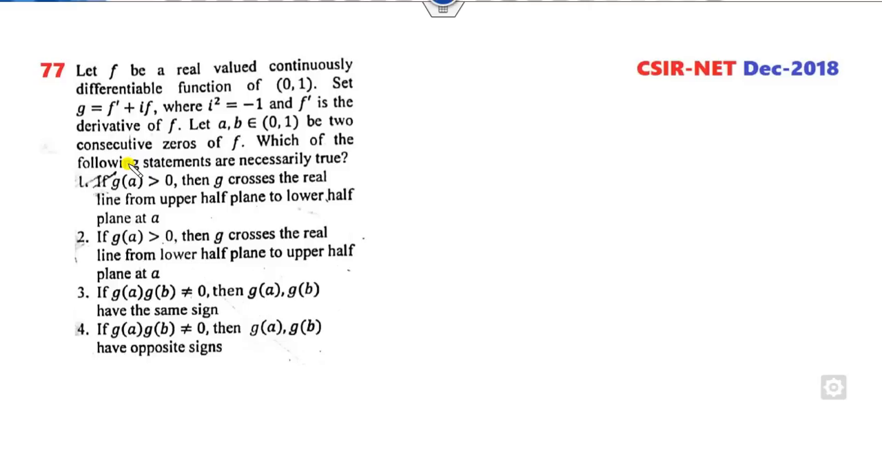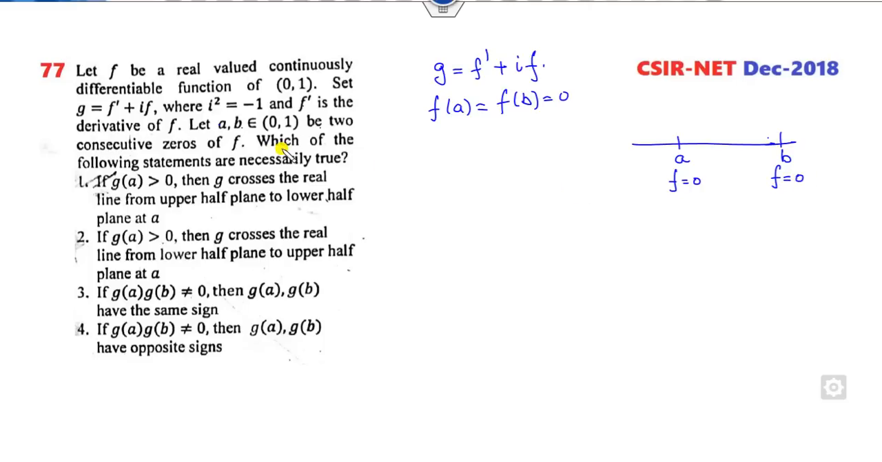Okay, look at this next question. f is a continuously differentiable function such that this is given to you. a and b are two consecutive zeros of f. What is the meaning of that? Here at a, f is 0, and at b, f is 0. Which of the following are necessarily true?